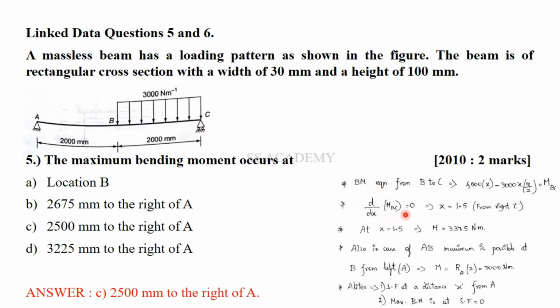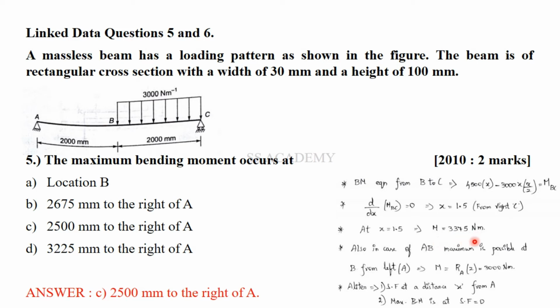So by differentiating and equating to 0, you will be getting the maximum bending moment occurring point. Here it comes out to be 1.5. So from x it is 1.5. So from C it is 1.5 means it comes at this point, which is 2500 mm. So keep this and substitute this 1.5. You will be getting moment to be 3375.